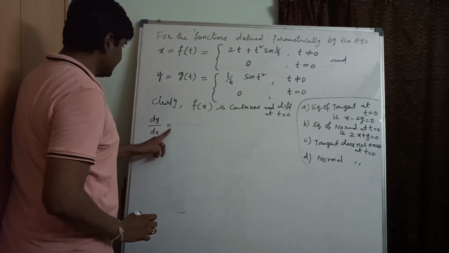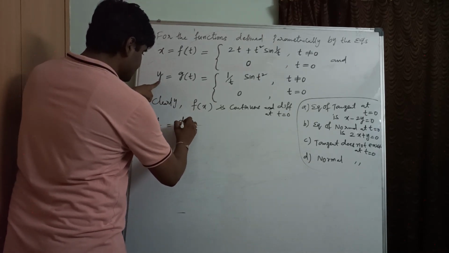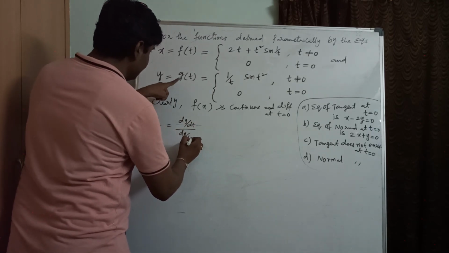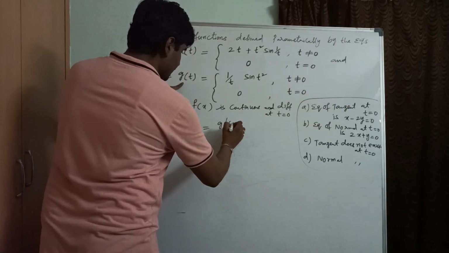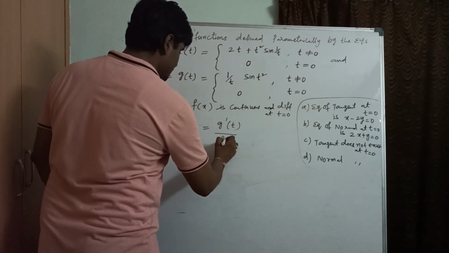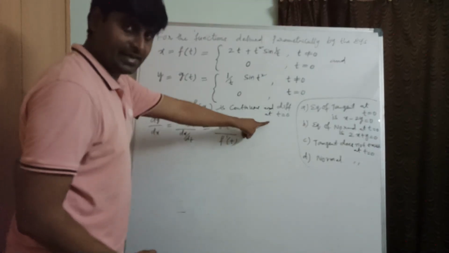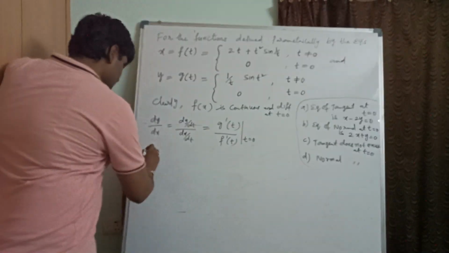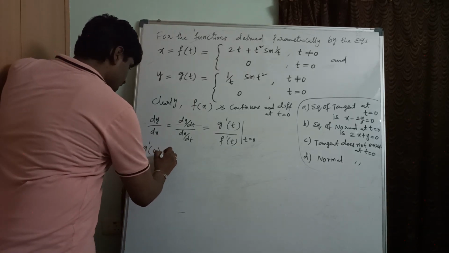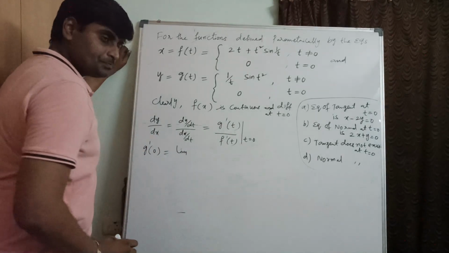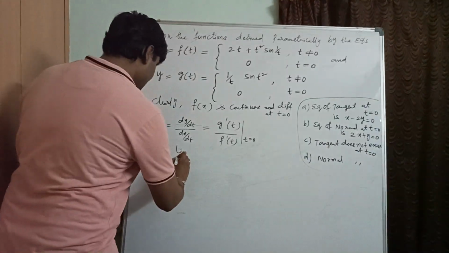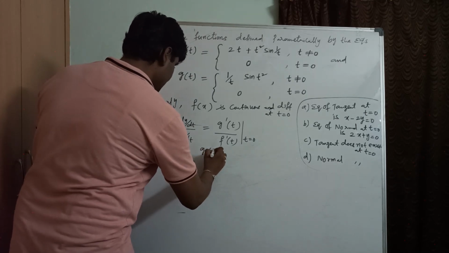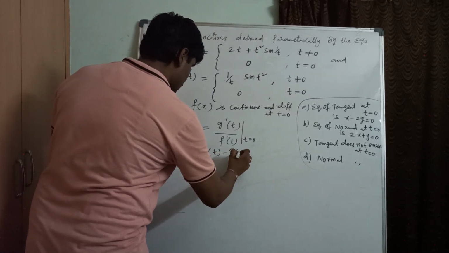Okay, dy by dx means dy by dt by dx by dt. So dy by dt by dx by dt means what is dy by dt? G dash of t, correct? And f dash of t. But limit is given at t equal to 0 here. At t equal to 0. That means let me find this. So g dash of 0, right? So what is the derivative formula? Limit t tends to 0 here. So g of t minus g of 0.